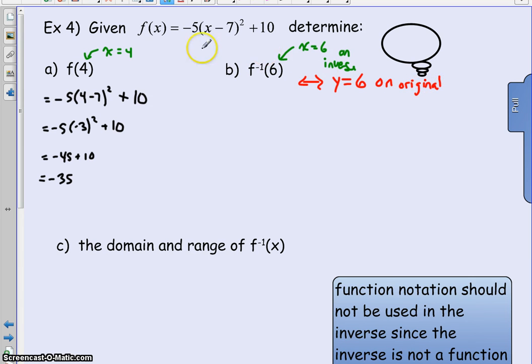So whenever it says find f inverse at 6, this is the exact same thing as asking you to solve f of x equals 6, which again means that y is equal to 6. So this is a much easier problem to solve because you don't actually have to find the equation of the inverse first. So if I do that, I'm going to have 6 equals negative 5 bracket x minus 7 all squared plus 10. And then I just need to simply rearrange the equation and solve for x. So subtract 10 from both sides. And you can see the rest here is just going through algebra.